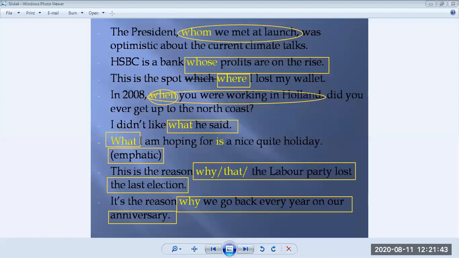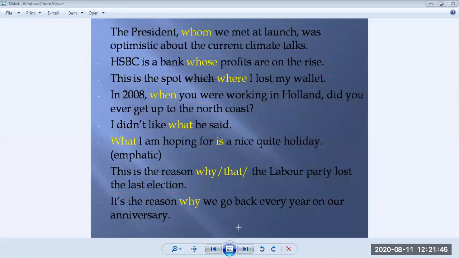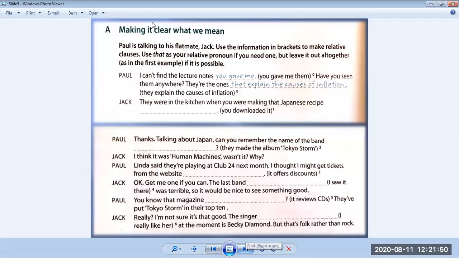Okay, so I hope it's now clear enough for you guys. So let's move on to our exercises. Here, we need to make clear what we mean. We use the information in the brackets to make a relative clause, using a relative pronoun if you need one, but leave it out altogether if it's possible, as in the first example.